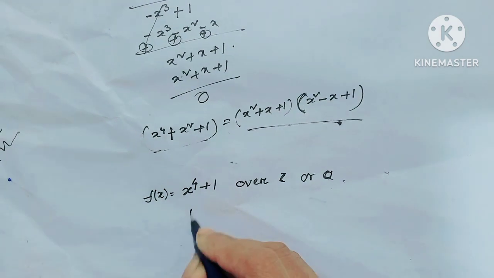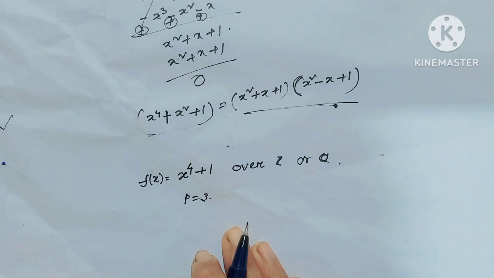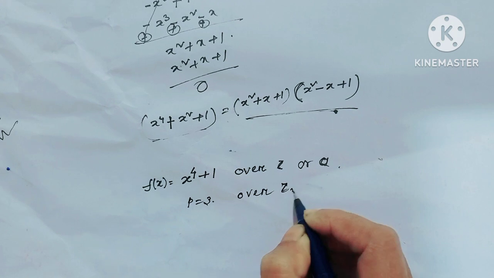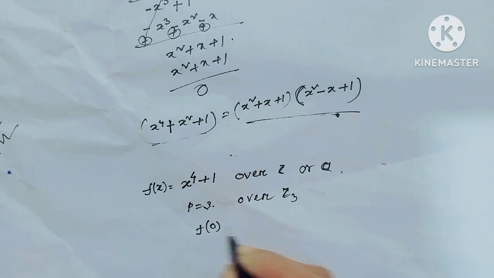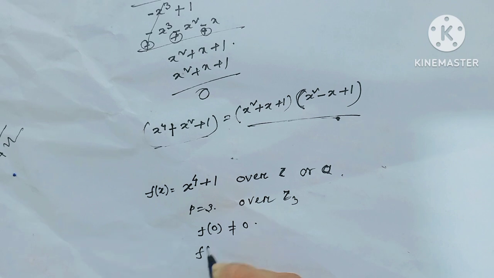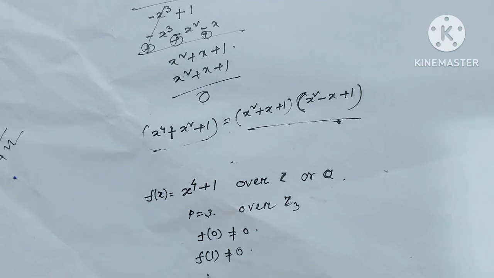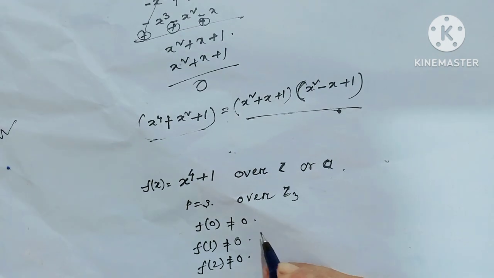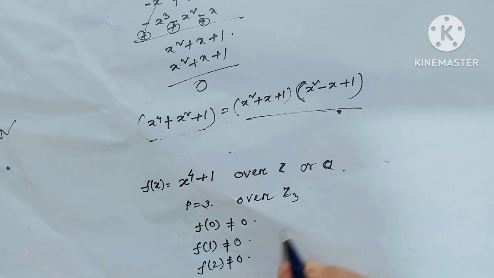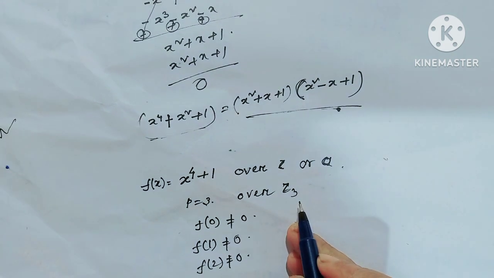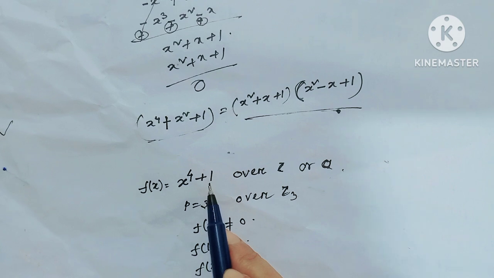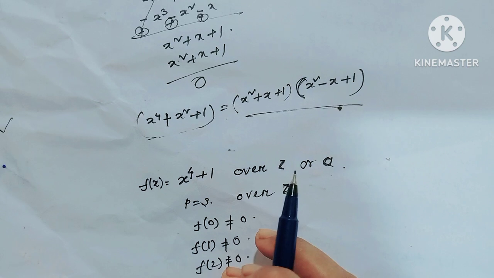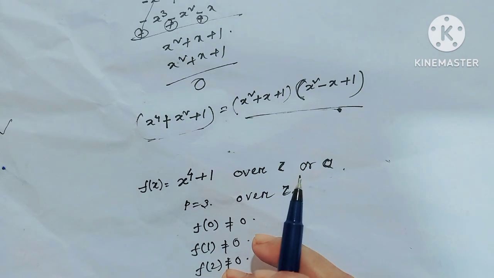So next consider p equal to 3. And in p equal to 3, that means over Z3, f(0) is not equal to 0, f(1) also is not equal to 0, f(2) also is not equal to 0. So since this is not equal to 0 in Z3, this has no root, but since the degree of the polynomial is greater than 3, we cannot conclude about reducibility or irreducibility.